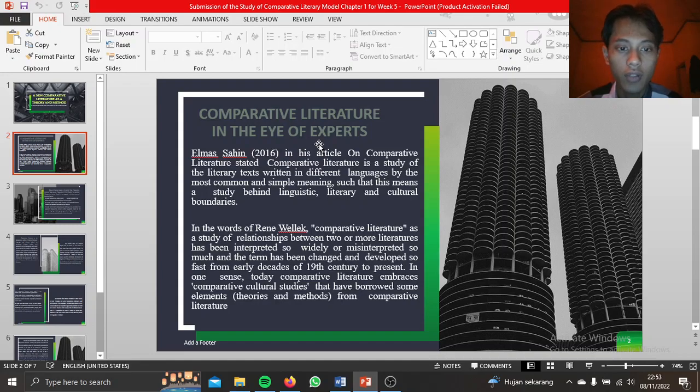Comparative literature has been interpreted so widely, or misinterpreted so much, and the term has been changed and developed from the early decades of the 19th century to the present. In one sense, comparative literature embraces comparative cultural studies, which have borrowed some elements, theories, and methods from comparative literature.